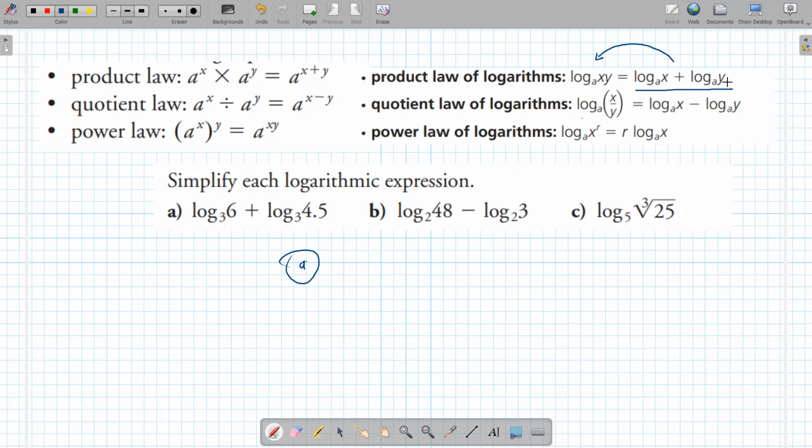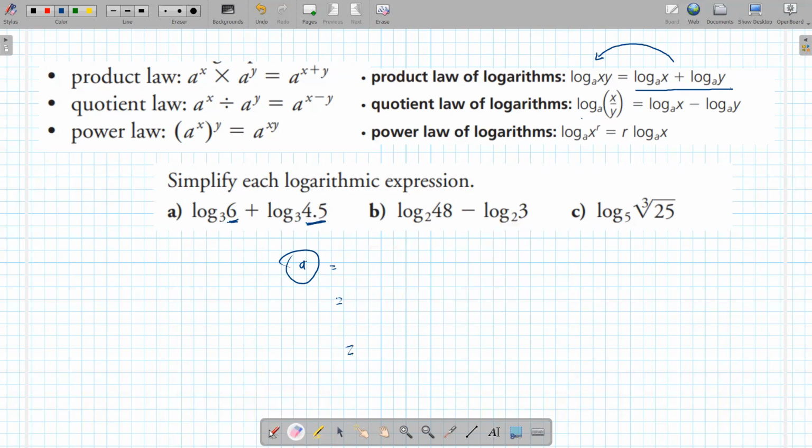What you do is you combine the x and y. So in this case, we're going to combine the 6 and 4.5. We're going to multiply them. So this expression becomes log base 3 of 6 times 4.5, which is 27. 3 to the power of something is 27. What is that something? 3 to the power of 3. So the answer, log base 3 of 27, is going to be 3 because 3 to the power of 3 is 27. So the entire expression becomes just a 3, and you are done.